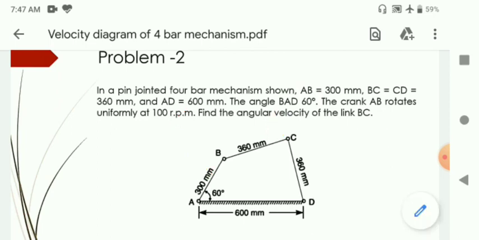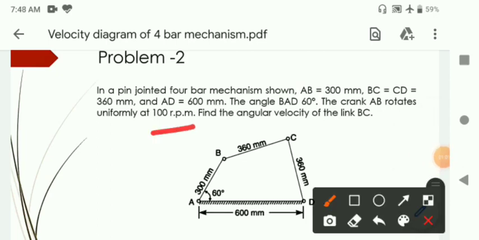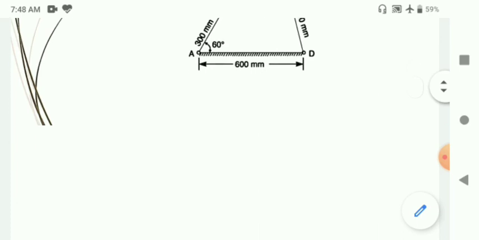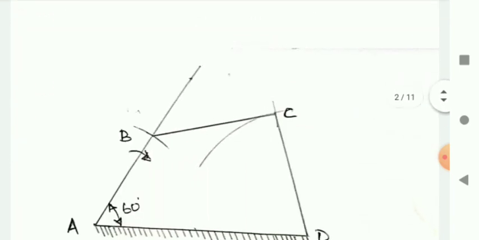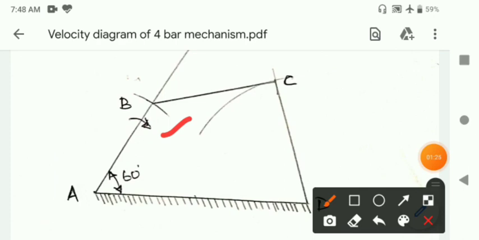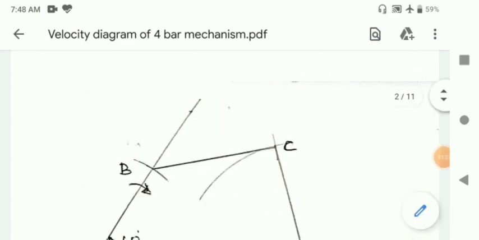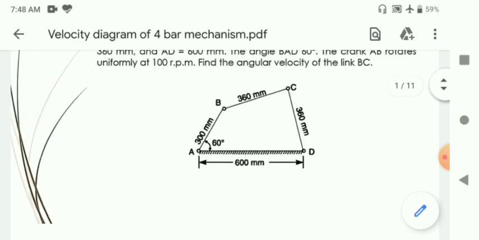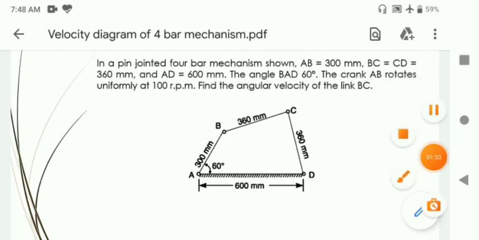It is not an angular velocity, it is basically 100 rpm. Rpm is the unit for angular speed. So you need to convert angular speed to angular velocity. Here in the question, we are assuming that the driving link or the crank is rotating in the clockwise direction. So finally, we need to find the angular velocity of the connecting rod BC.